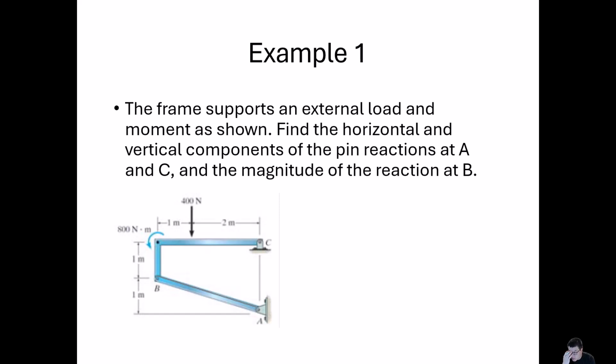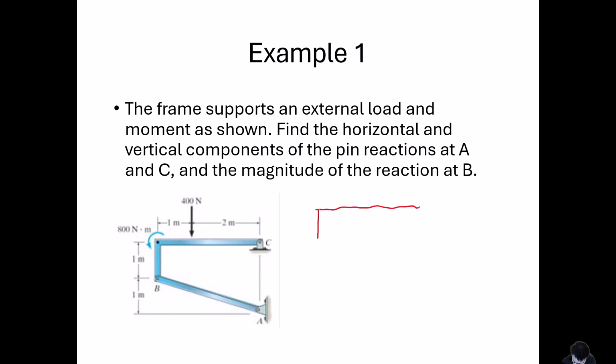Here's the frame, supporting the external force and moment as shown. Please find the horizontal and vertical components of the pin reactions at A and C, and the magnitude of the reaction at B. How should we solve this problem? First, let's draw a free body diagram of BC. Let's see here, the BC.